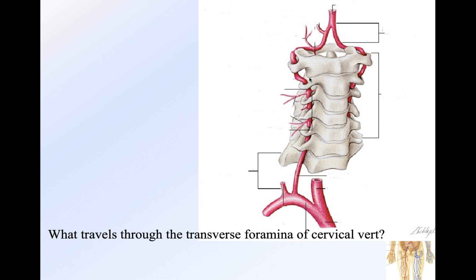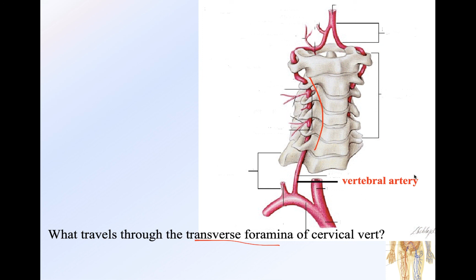Okay, well, what is it that travels through the transverse foramina of the cervical vertebrae? And so remember, it's only the cervical vertebrae that have these transverse foramina. And so what we see there is, not surprisingly, that's the vertebral artery. And we will indeed have both a right branch and also a left branch. You can see the left branch coming up here, you just can't see the origin of it.